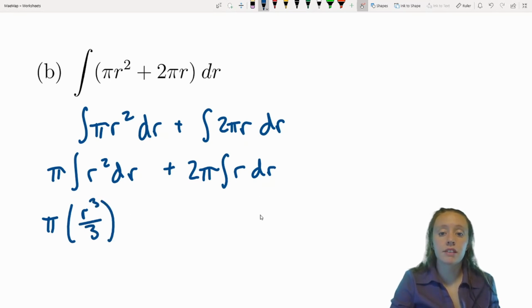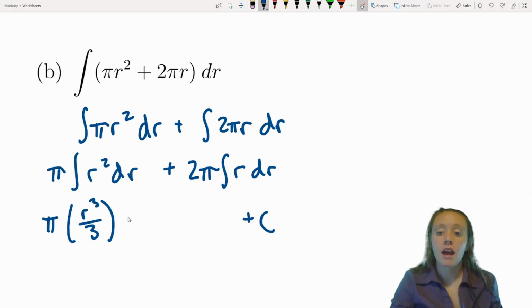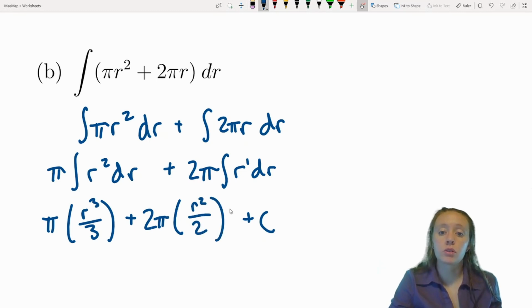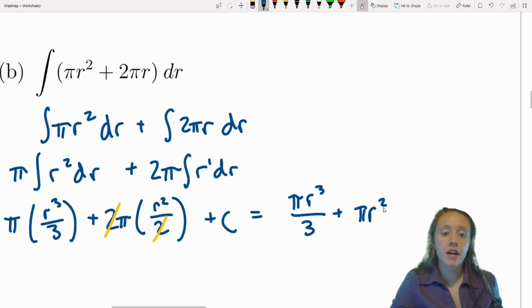And then we have that plus c, which I'll put all the way over here since this integral also has a plus c. And then I'm going to add that too, leaving my constant of 2 pi out in front, integrating r, increasing that exponent of 1 by 1 becomes r squared all over 2. And simplifying down a bit, this 2 will cancel out with the 2 in my denominator. So I'm going to have, as my final solution, pi r cubed all over 3 plus pi r squared, plus c.